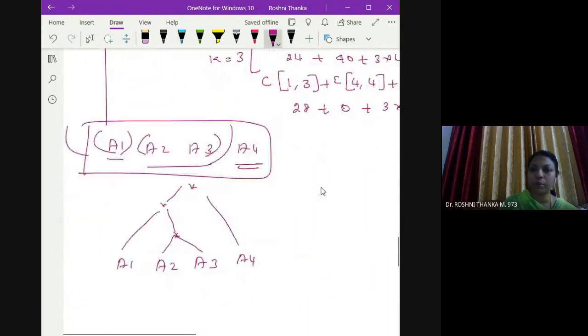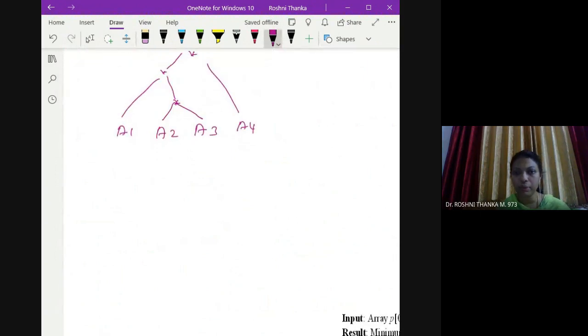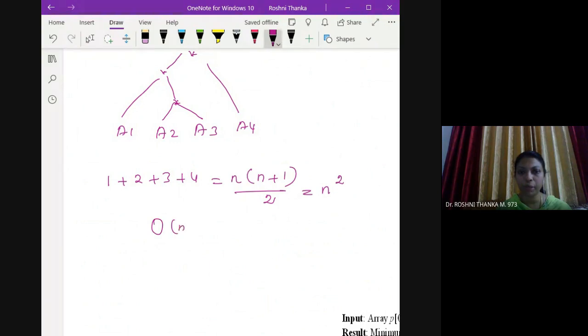For up to four matrices, how we got the values is first one value, then two, three, four. So what is it? It is the sum of n numbers. A sum of n numbers can be represented as n into n plus 1 divided by 2. So what is the highest degree of the polynomial here? I'll get n square. So the cost matrix will be giving us big O of n square.